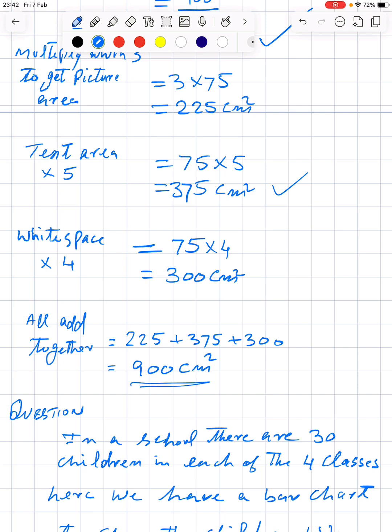And then finally we add all of them just to check whether our answer is correct. We add all the space allocated to this 3 part, 5 part and 4 part together, and all should add up to 900 centimeters square. 3 to 5 to 4. So that is our answer.